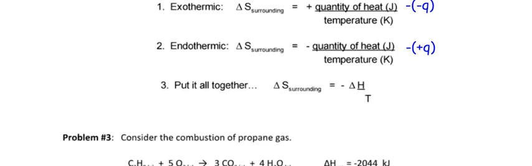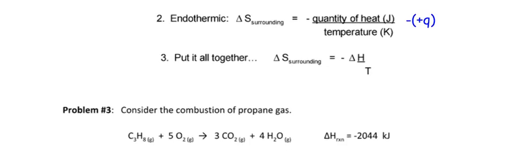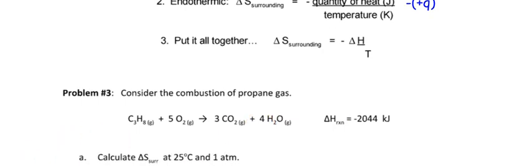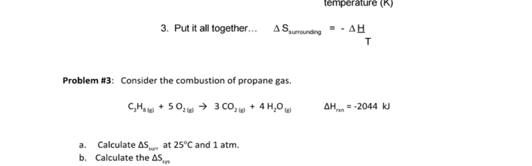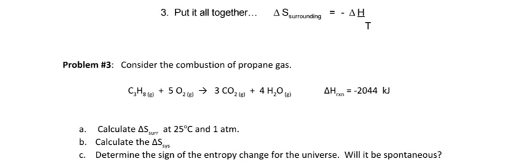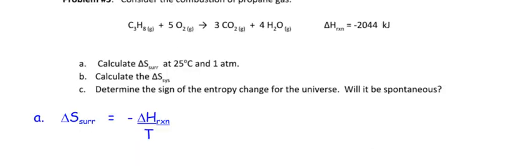So it says consider the combustion of propane. Here is my reaction. Here's my delta H. It's very exothermic, by the way. All right, so calculate the delta S of the surroundings at 1 atm, then the system, and then determine the sign. Okay, so let's try this. What is my equation for the delta S? The change in entropy of the surroundings is negative delta H of the reaction over temperature. Temperature must be in what? In Kelvin.